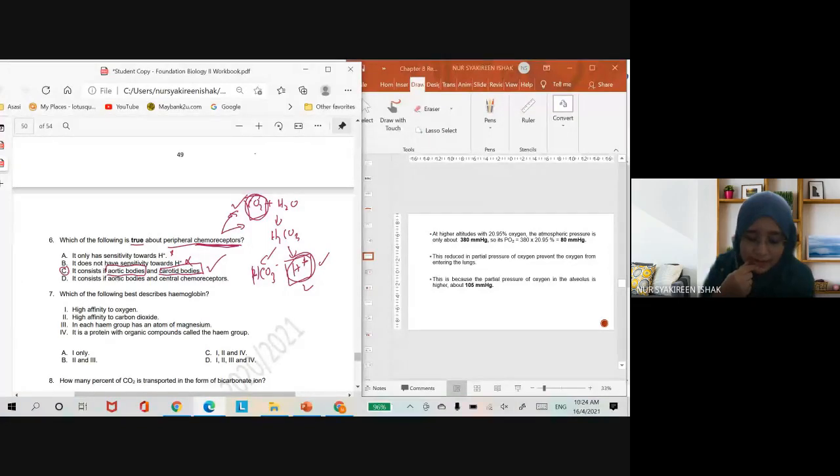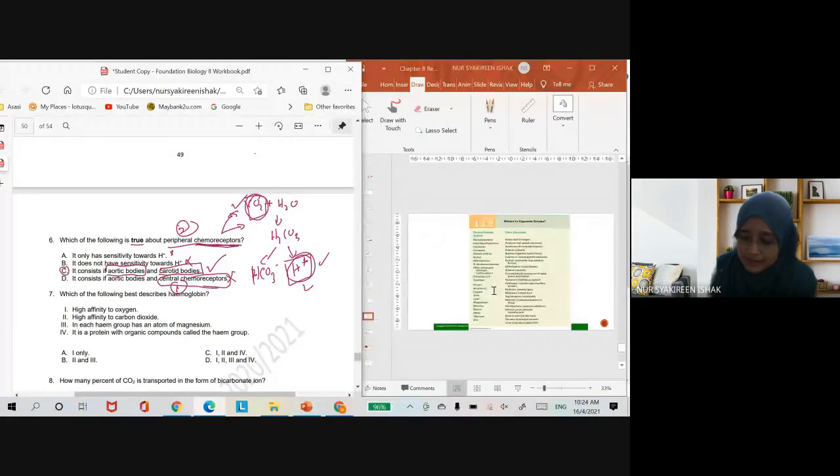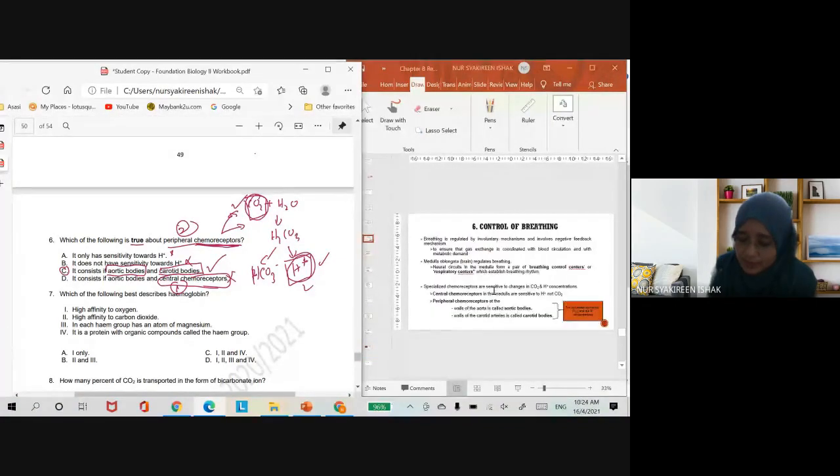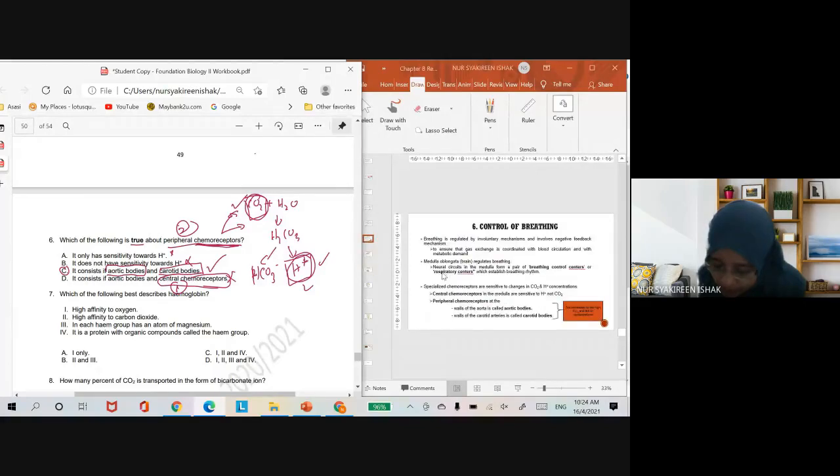D, it consists of aortic bodies and central chemoreceptor, is wrong. The two chemoreceptors are, first, the central chemoreceptor, and second, the peripheral chemoreceptor. This is in the part of your notes on breathing control, which involves the central chemoreceptor and the peripheral chemoreceptors to regulate breathing.